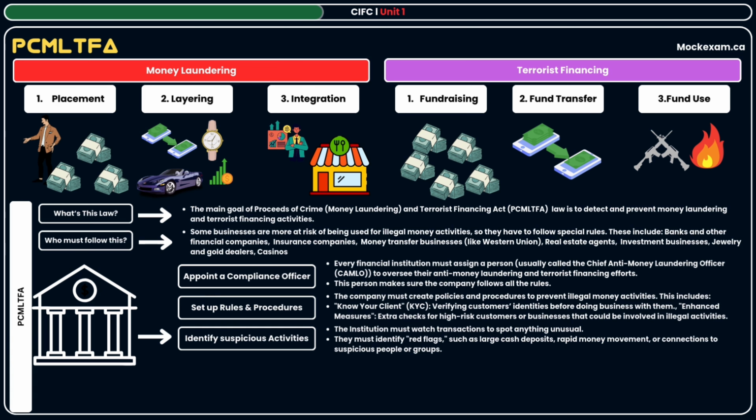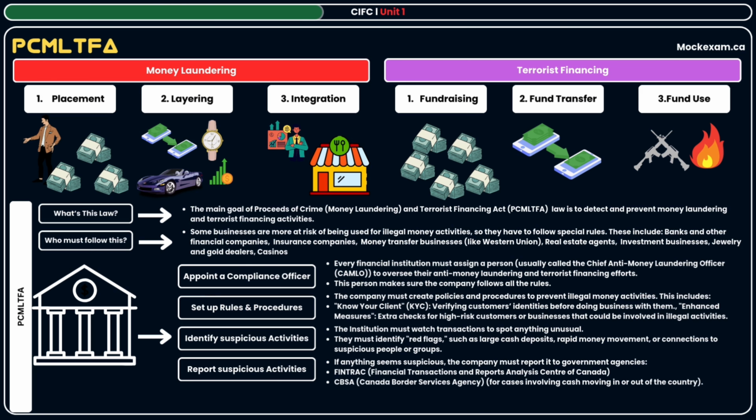And then a rapid money movement is a red flag, or connections to suspicious people or groups is a red flag. The fourth duty or responsibility of those businesses that follow PCMLTFA is reporting suspicious activities. Okay, you identified suspicious activity. Now you need to report it.